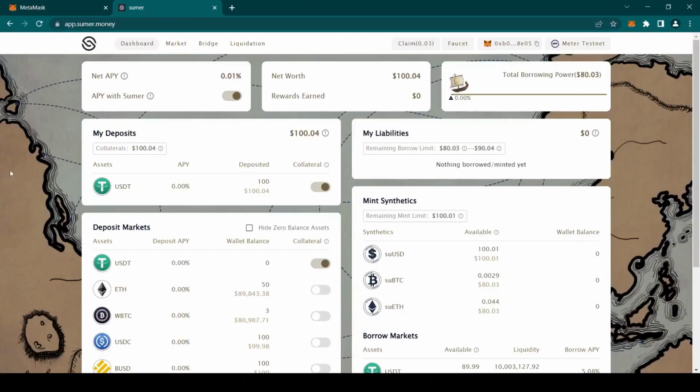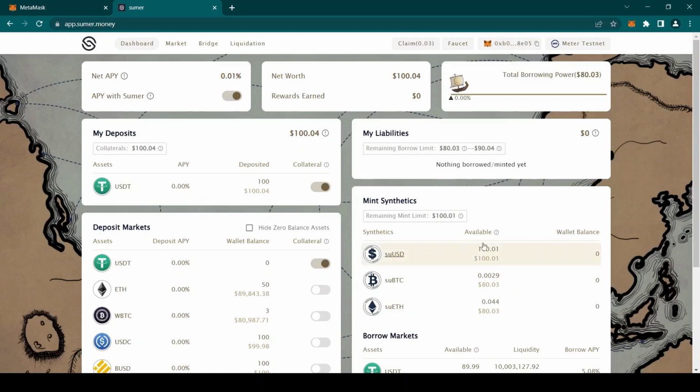Greetings, Sumerians. In the earlier tutorials we got introduced to Sumer, understood how to interpret the dashboard and market pages, and minted the multi-chain native synthetic assets on the Sumer protocol. In this tutorial, we'll understand how to borrow funds from the Sumer borrow markets.